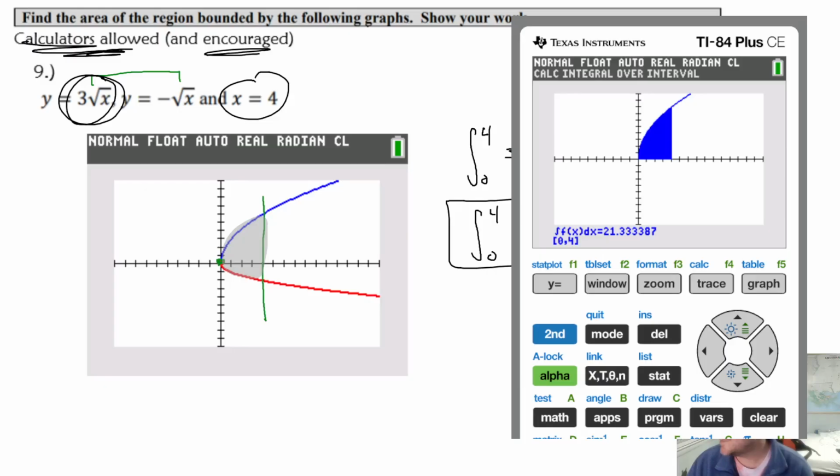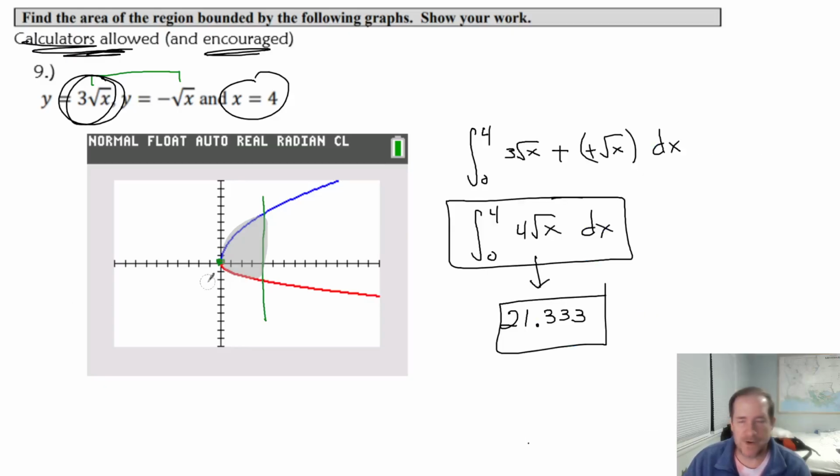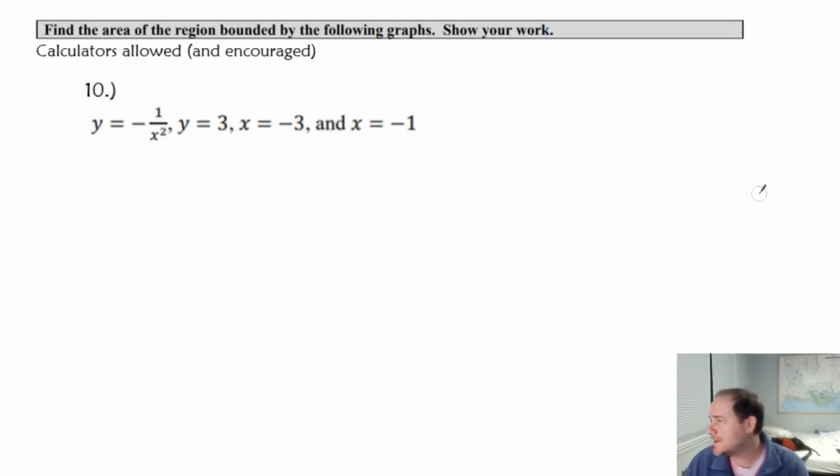And getting 21.33333333. So that's it. You can't see what I just wrote. But what I wrote was the integral and its approximate value. So that's it. There's only number 10 left. We can do that one together and then call it a night.